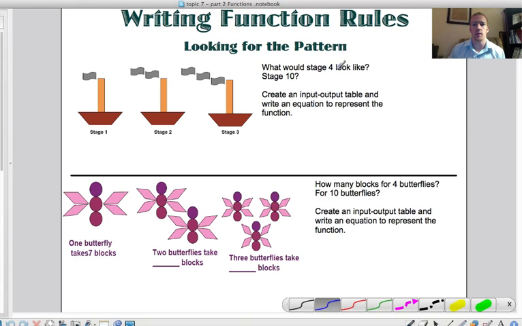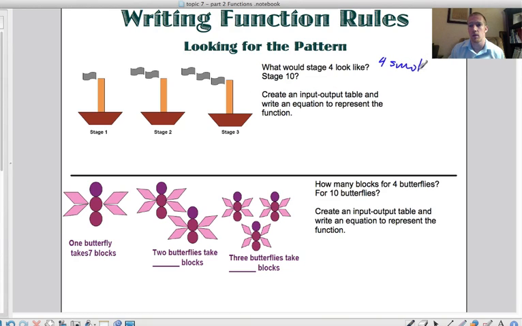What would stage 4 look like? So we've got 1 puff of smoke, 2 puffs, 3 puffs. So stage 4 would be another puff of smoke, so 4 smokes, I guess. What would stage 10 look like? Well, after 10 stages, it'd be 10 puffs, so 10 smoke. Billows.